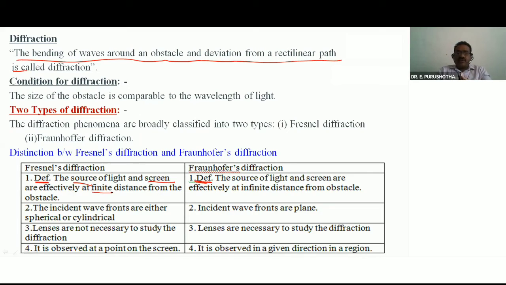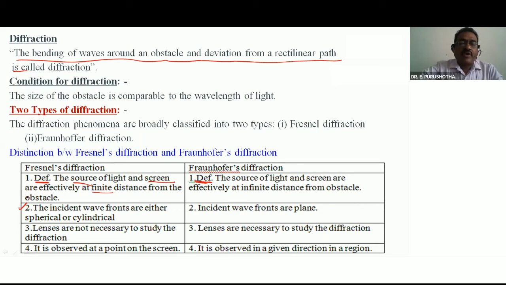You have studied this in your intermediate. But in Fraunhofer's diffraction, the source of light and the screen are placed at infinite distance from the obstacle or aperture. Now the second point.